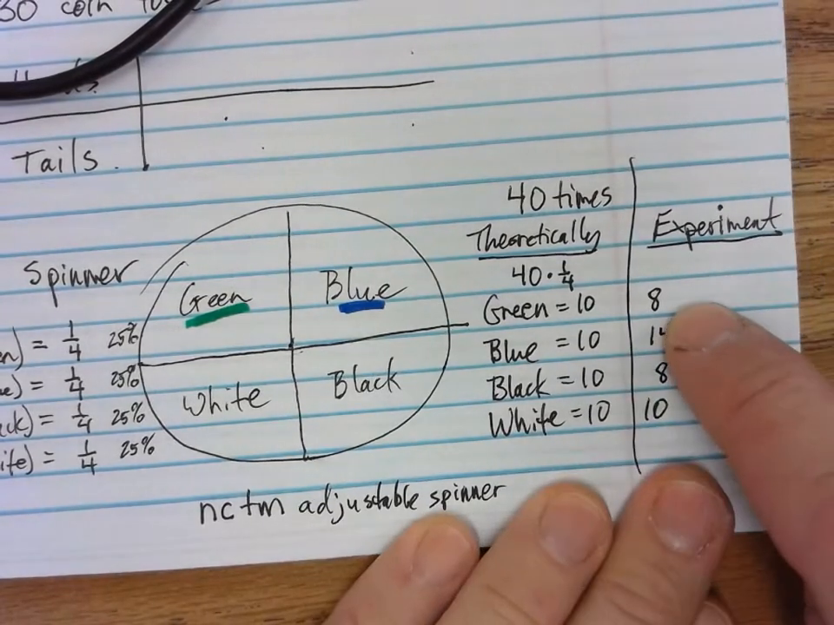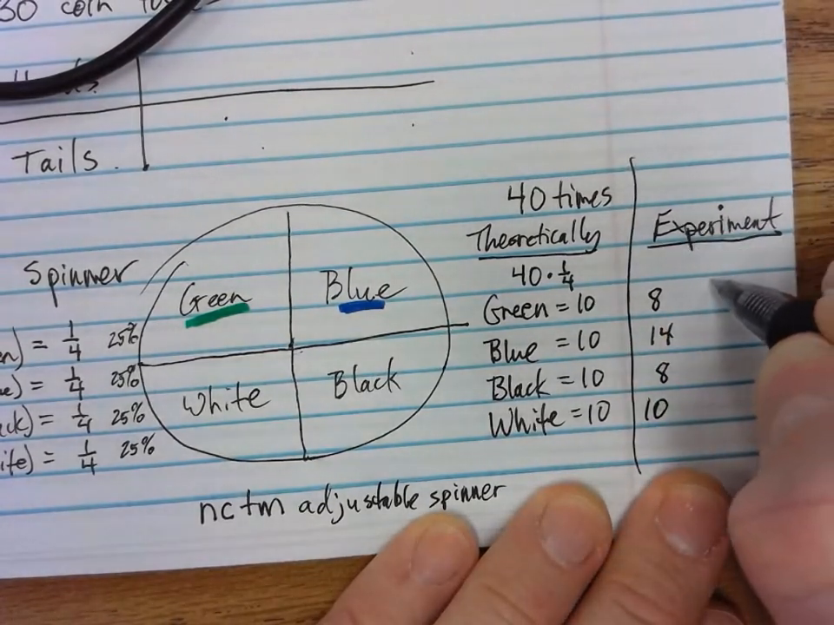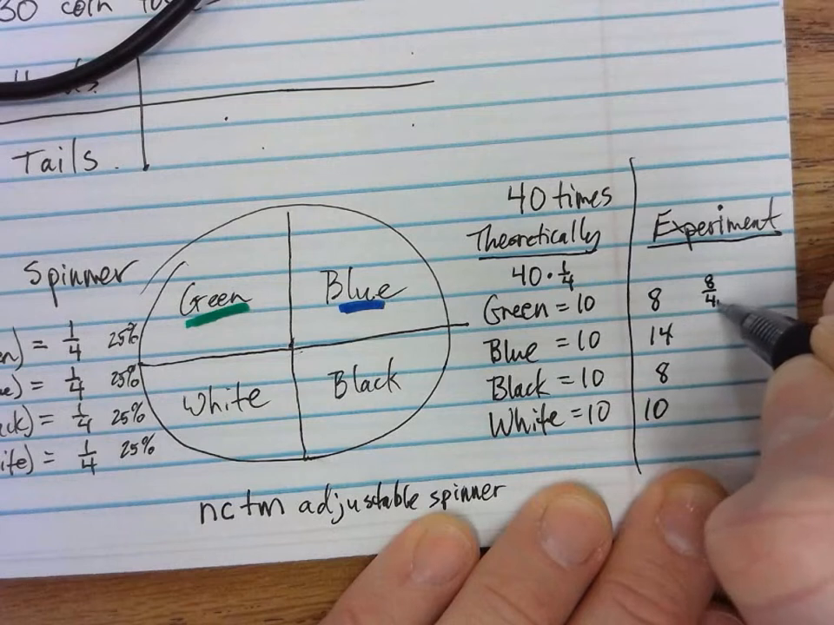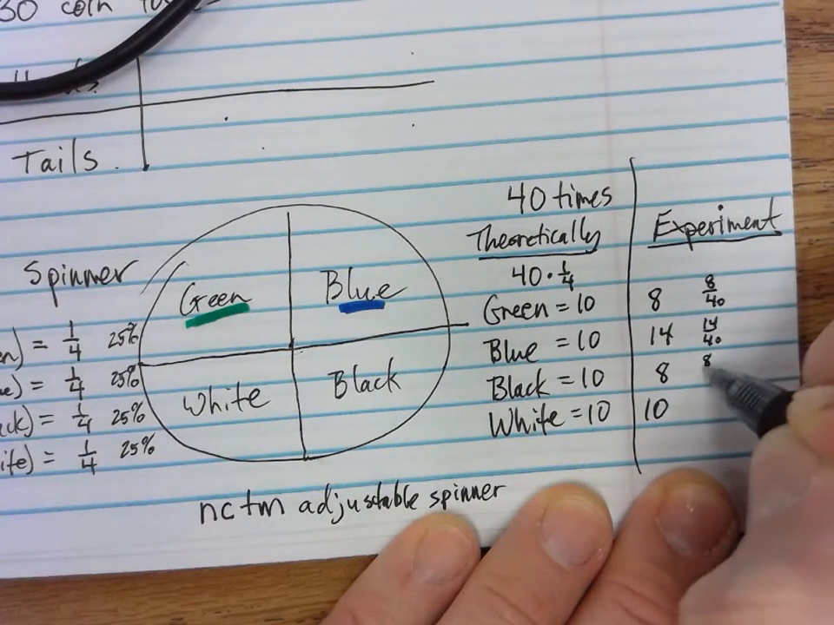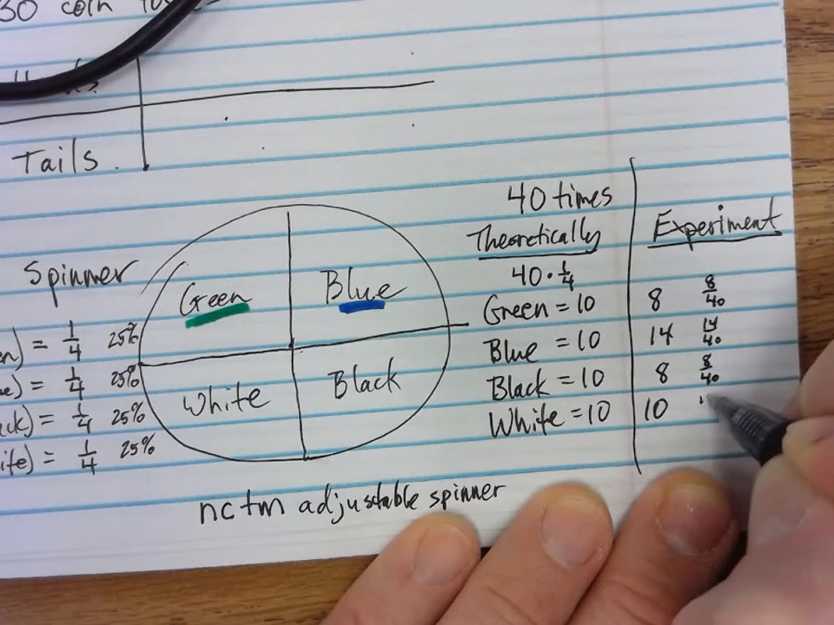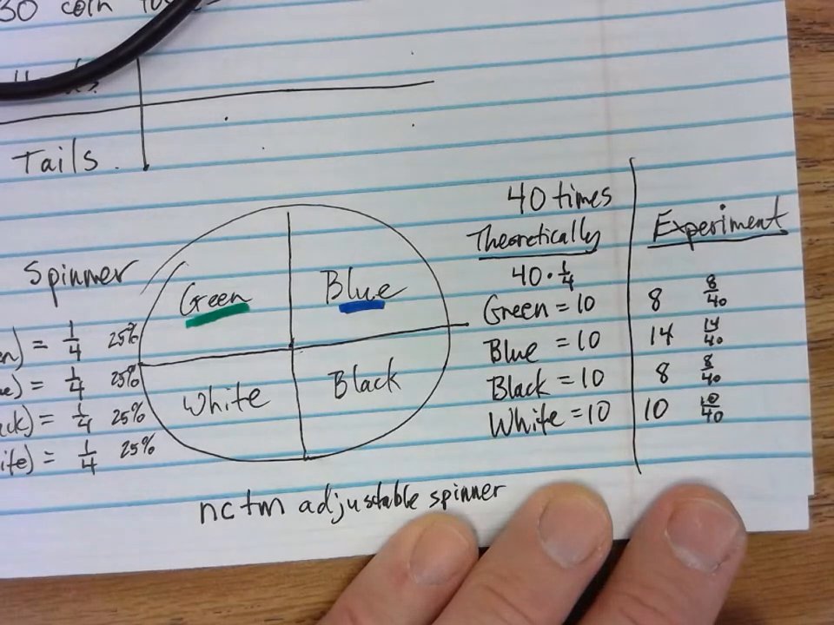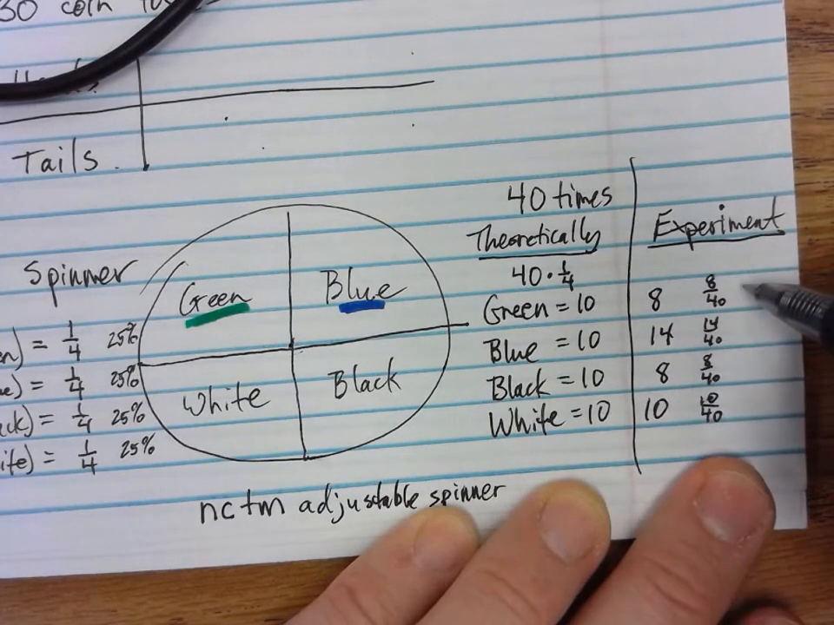Okay, so that would be 8 out of 40, 14 out of 40, another 8 out of 40, and 10 out of 40. So if you had to write them as a fraction, you'd do them that way. All of these, of course, can simplify because you can divide all of this by 2. Even this one you can divide by 8. 8 goes into 8 one time. 8 goes into 40 5 times.